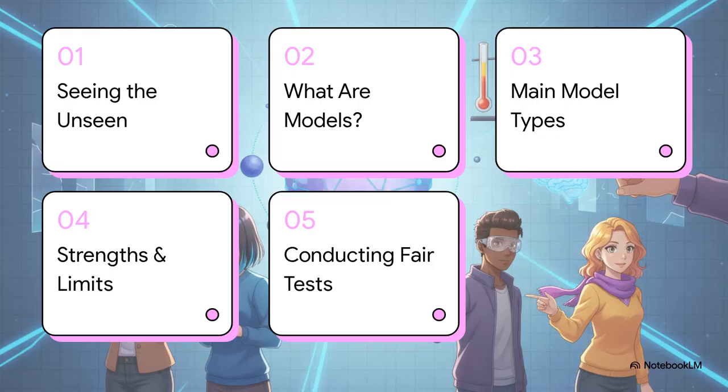Okay, here's our roadmap for today's explainer. We're going to cover seeing the unseen, what are scientific models, the three main model types, strengths and limitations, and finally, conducting a fair test.